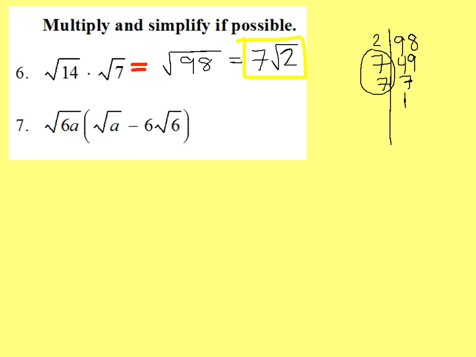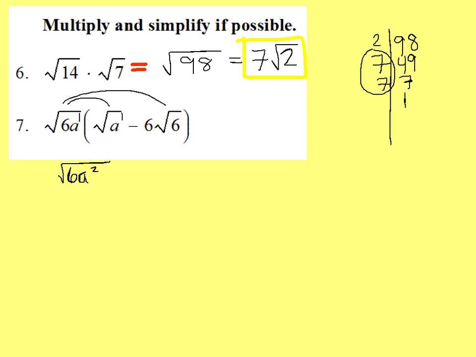Number 7, we have these parentheses, and that usually indicates that you're going to distribute. So I'm going to take this outside term and distribute to the inside. And I get the square root of 6a squared. Because a to the first times a to the first, we add that together, 1 plus 1, and we get 2. Then we distribute again.